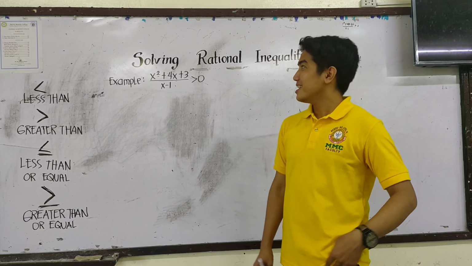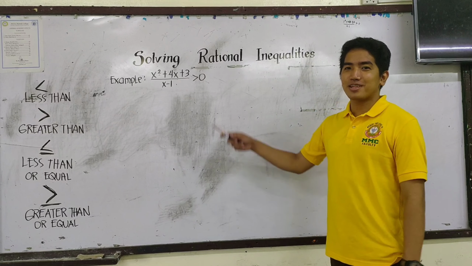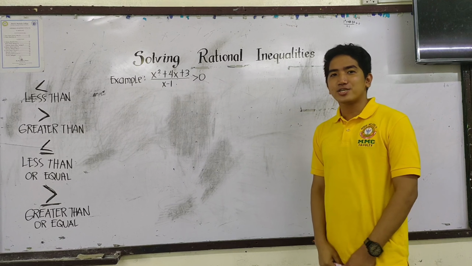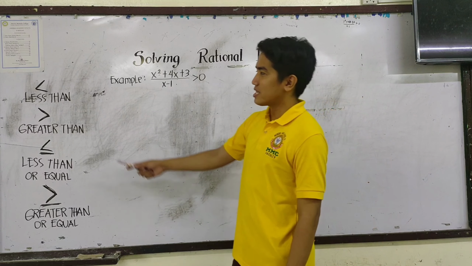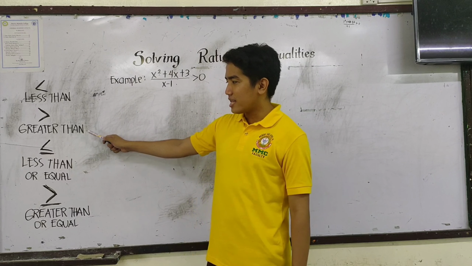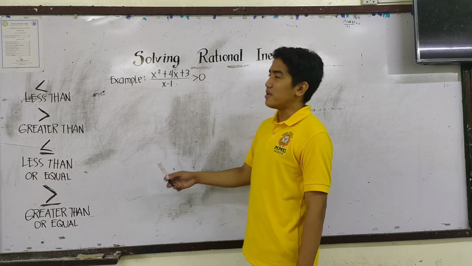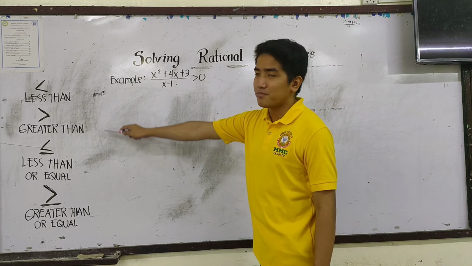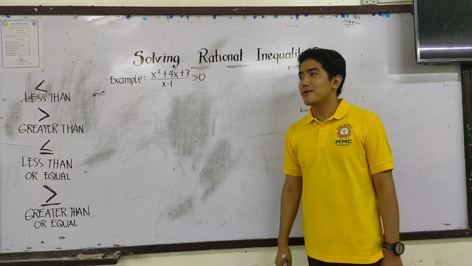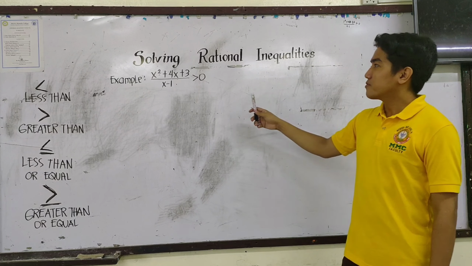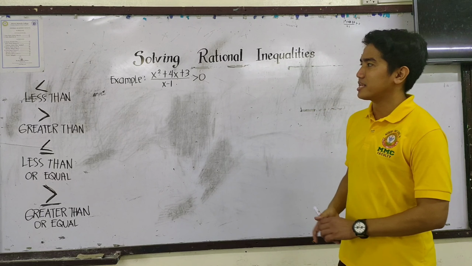Good day everyone. Our topic for today is all about solving rational inequality. In solving rational inequality, we use less than, greater than, less than or equal, greater than or equal. So if you see those symbols in an equation, it is an inequality. So we have the solving rational inequality.